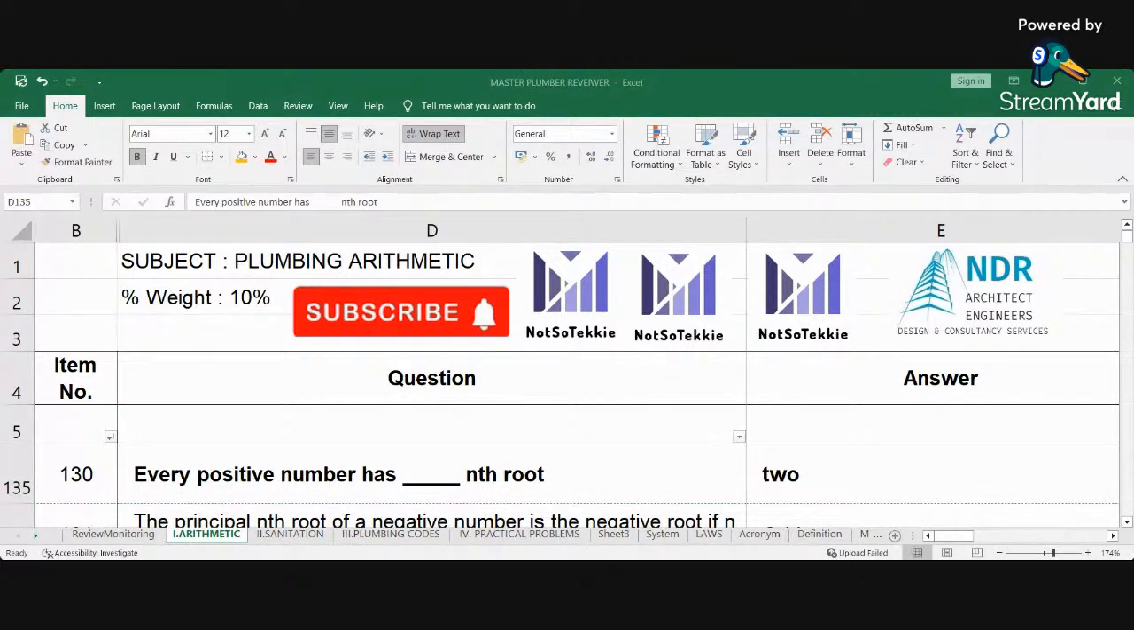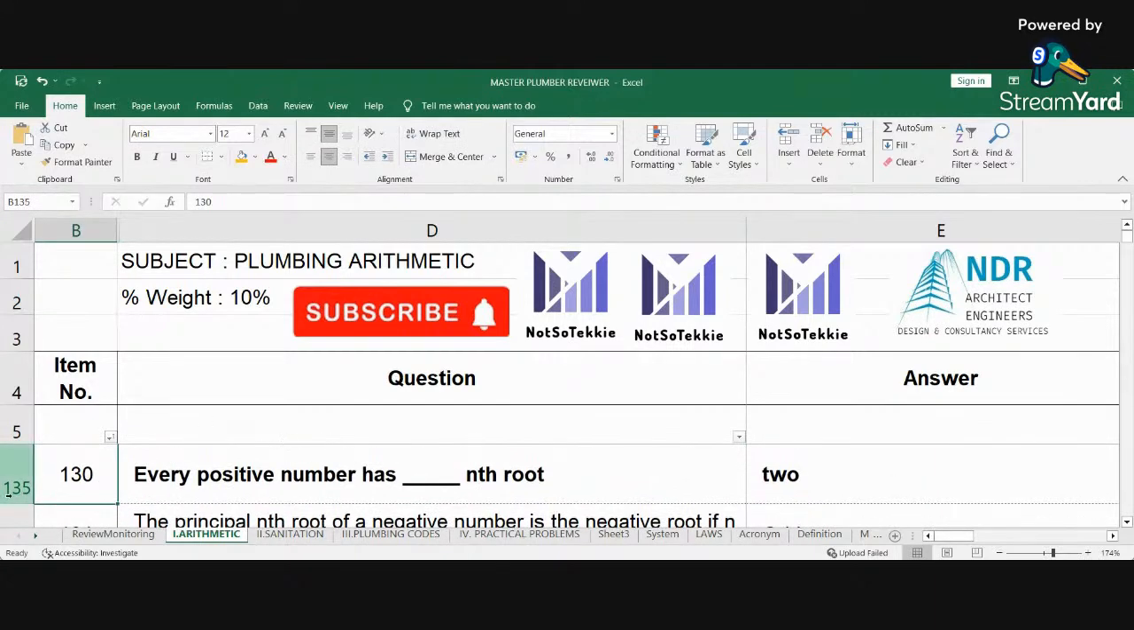Nag-shuffle ba? Nangyari dito sa sound. Shuffle. Wala na. Basta may background na konti.